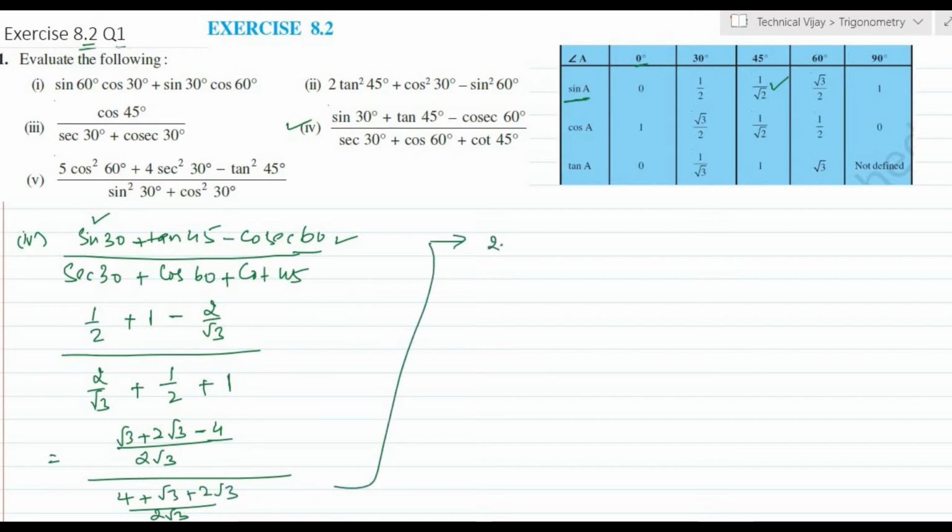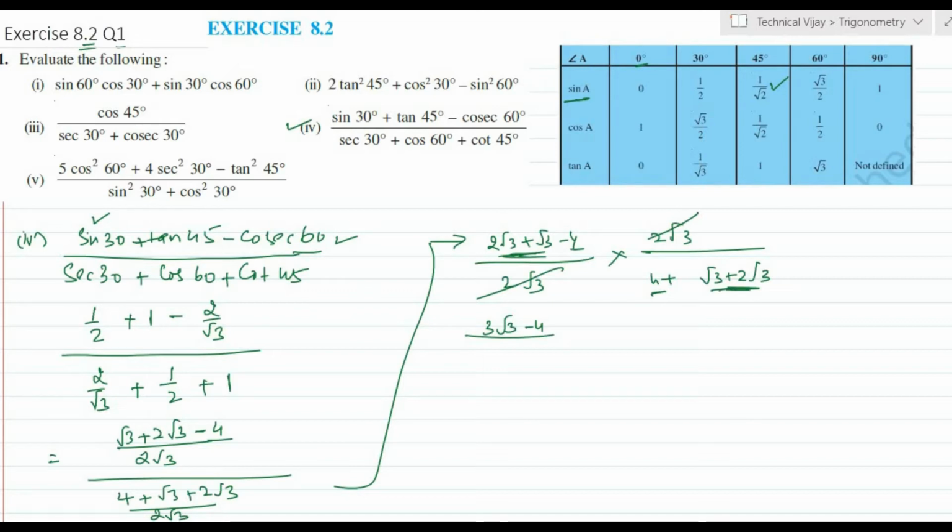So now, (2√3 + √3 − 4) divided by (2√3 × 2√3 divided by 4 + √3 + 2√3). Okay, so this gets cancelled. See here, 2√3 + √3 will be equal to 3√3. So it is (3√3 − 4) whole divided by, here this is also 3√3 + 4.